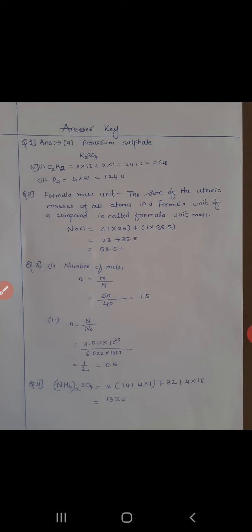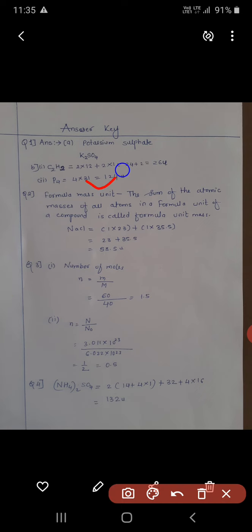Okay, now question number second, define formula unit mass and calculate the formula unit mass for NaCl. NaCl is sodium chloride. You have to calculate the formula unit mass for sodium chloride, and also define the formula unit mass. The definition is: the sum of the atomic masses of all the atoms in the formula unit of a compound.